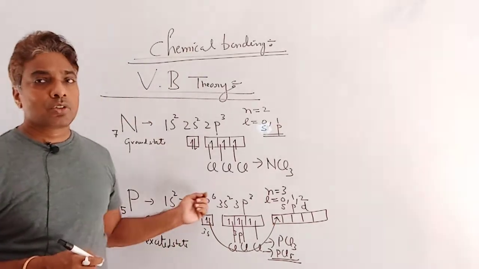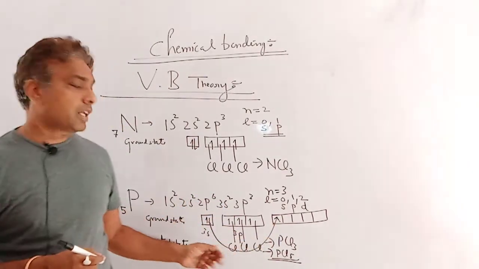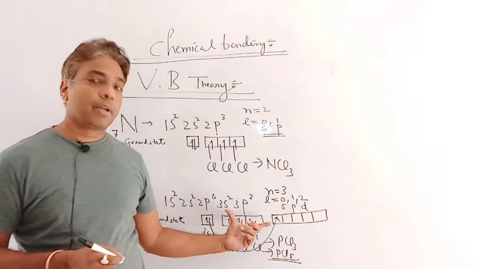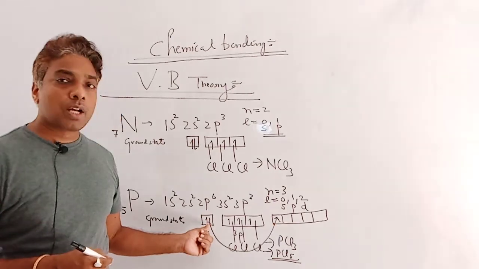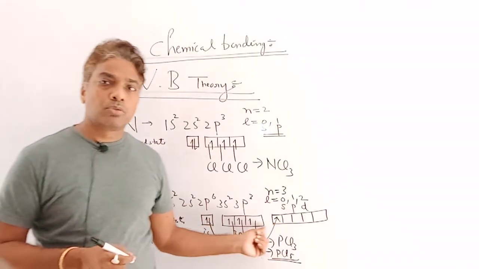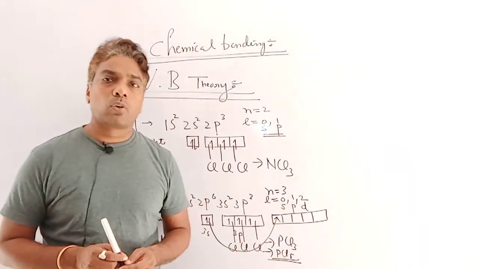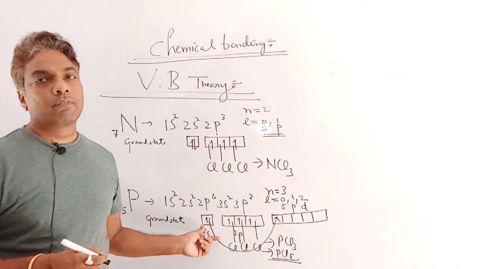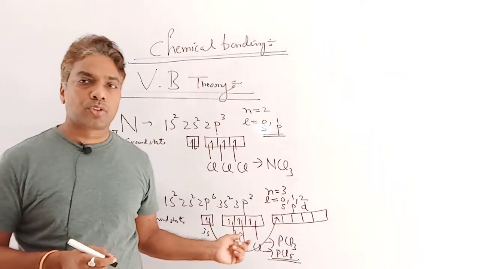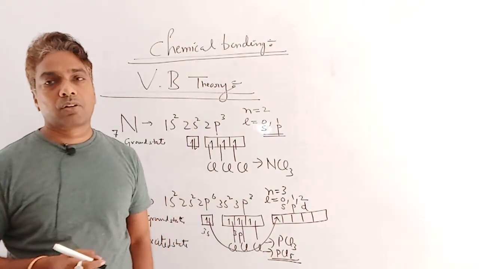But due to the presence of a vacant d subshell in the case of phosphorus, the first excited state contains 5 unpaired electrons. A 3s electron jumps from the s orbital to a vacant d orbital after absorbing energy from an outer source. So 5 unpaired electrons are present in the first excited state of phosphorus, and PCl5 is formed in the first excited state of phosphorus.